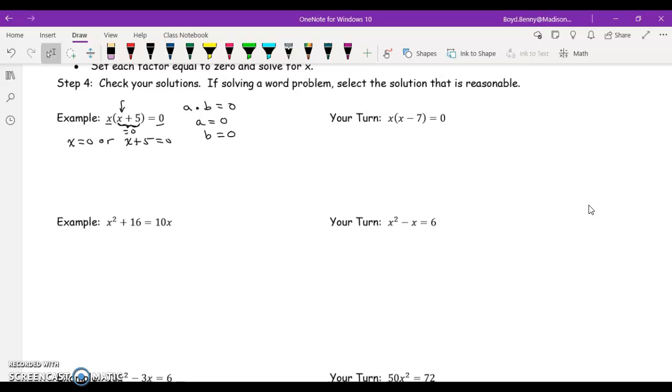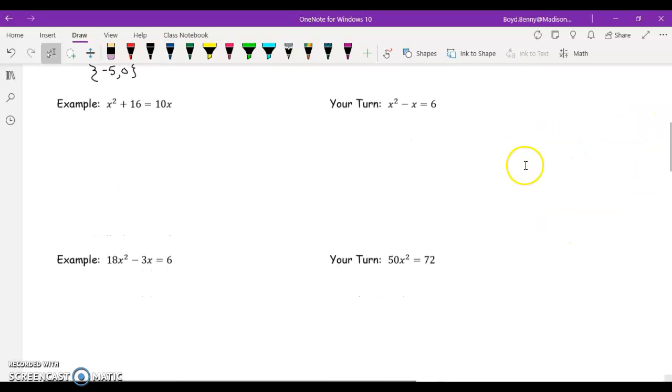Okay? So then to solve this, of course this is a one-step equation. We want to use inverse operations to isolate x. So we would subtract 5 from both sides and get x equals negative 5. So here our solution set would be negative 5, comma 0. And let's move on.